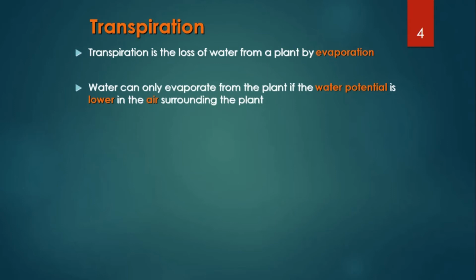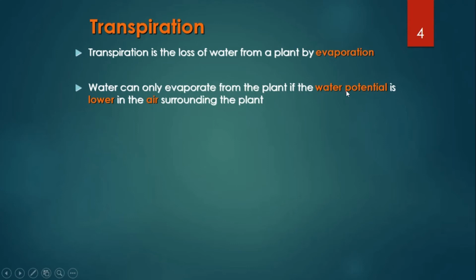Water can only evaporate from the plant if the water potential is lower in the air surrounding the plant. What does that mean? You have less water in the air around the plant. So the plant will only lose water if the water in the air around it is less. This is diffusion. You're going from a high concentration to a low concentration, similar to what we talked about before.